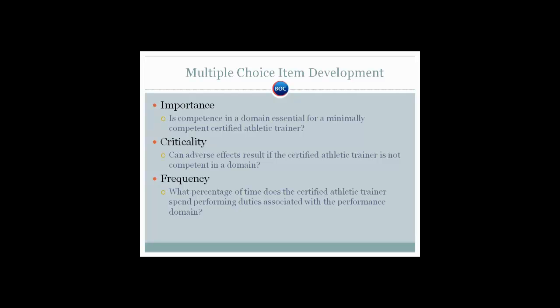Okay, so when we're trying to figure out what questions are going on this BOC exam, each item, each question has to meet these 3 things. Criticality: can adverse effects result if a certified athletic trainer is not competent in a domain? And frequency: what percentage of time does a certified athletic trainer spend performing these duties associated with the performance domain?